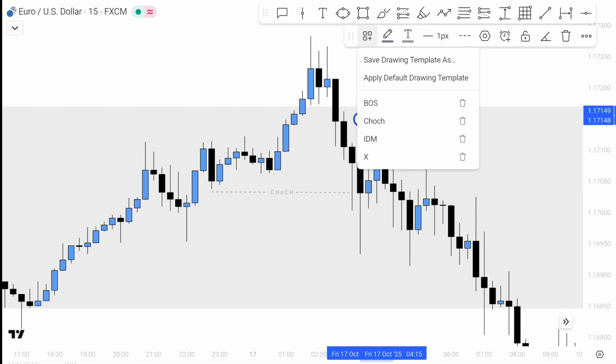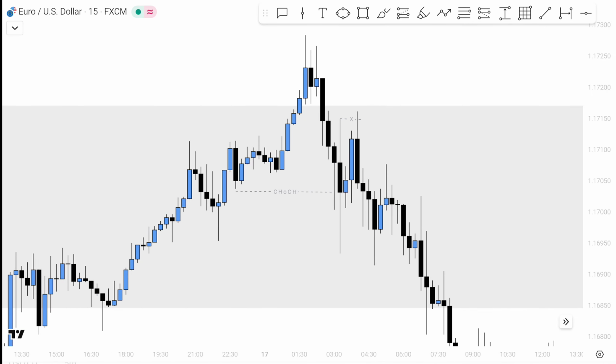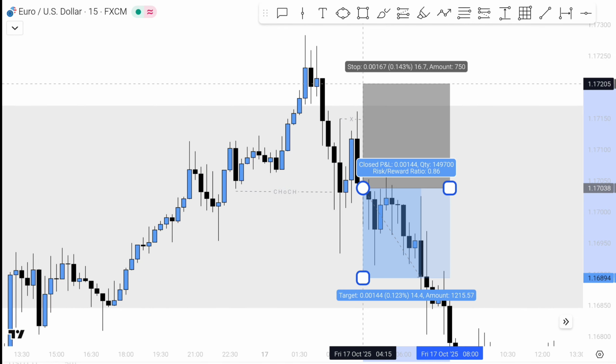The market took out the liquidity of this point and closed below this point. And when the market closes below this point, you can take entry based on the single candle order block at this point.